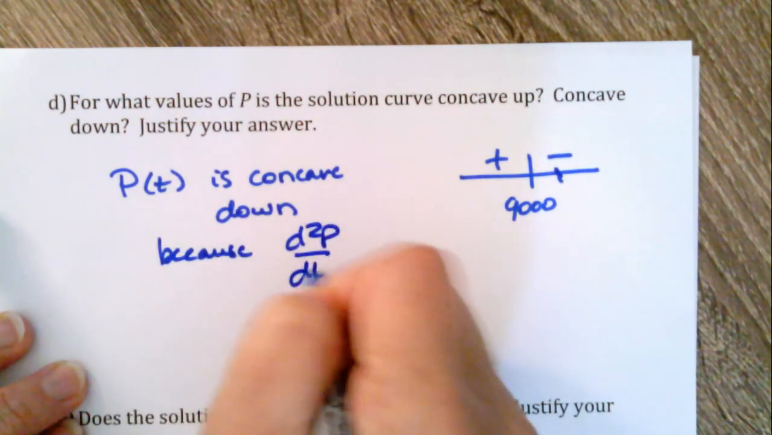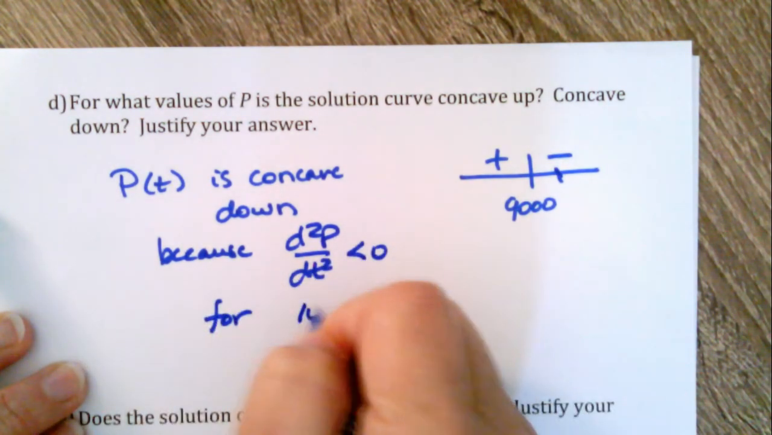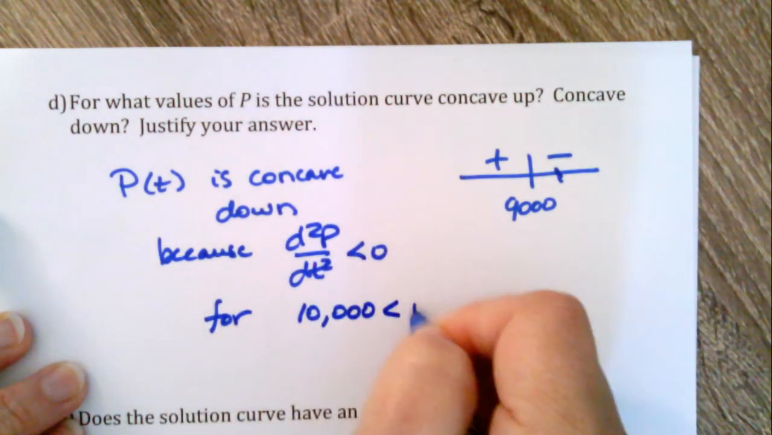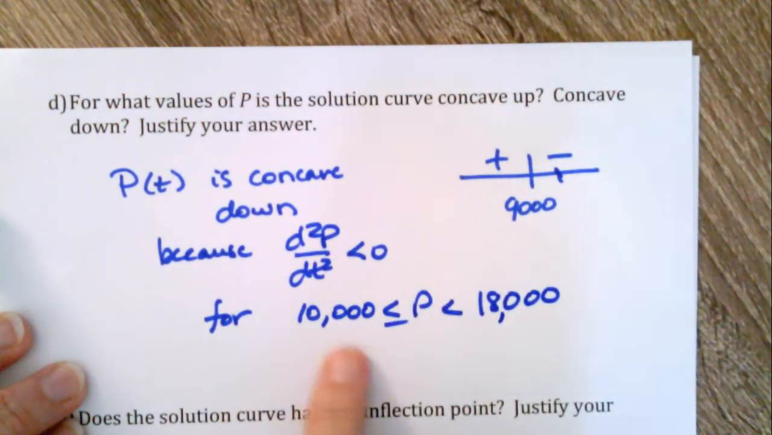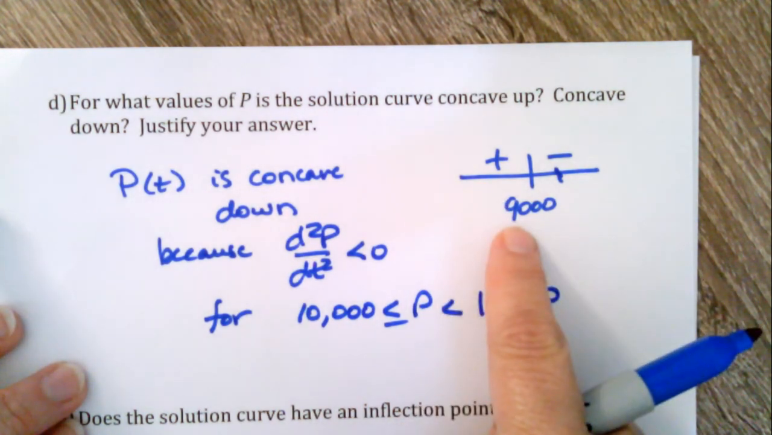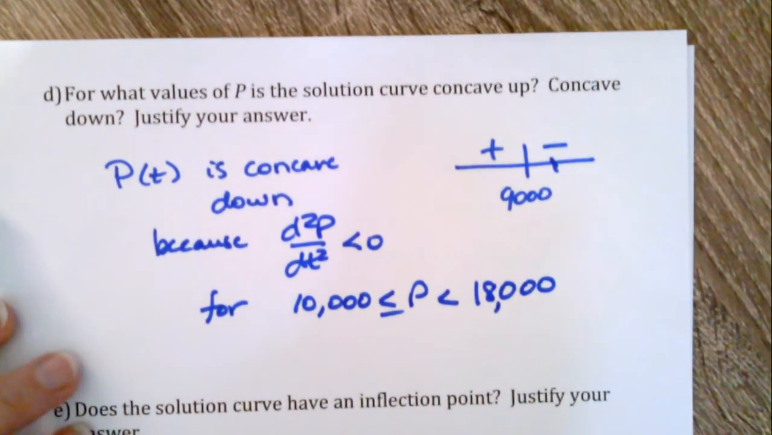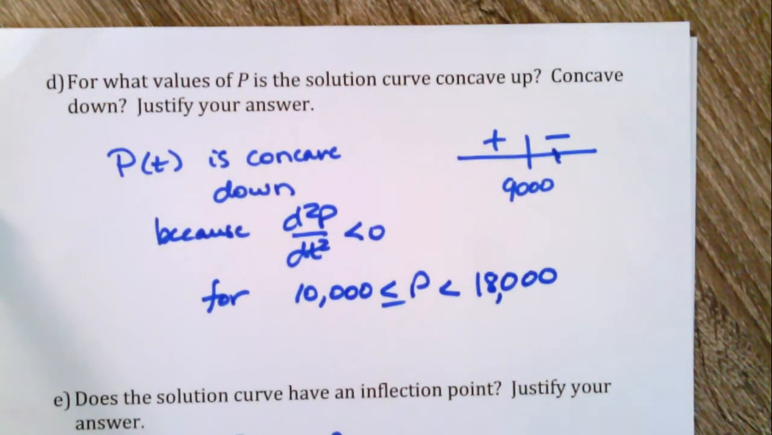Our second derivative is less than 0 for our range in this situation, which is 10,000 to 18,000. The second derivative would still be positive, but that's only for population values lower than 9,000. And since we're greater than 10,000, we're always going to be concave down.